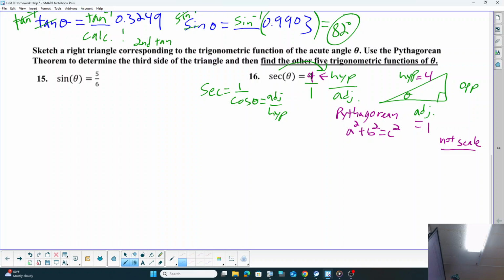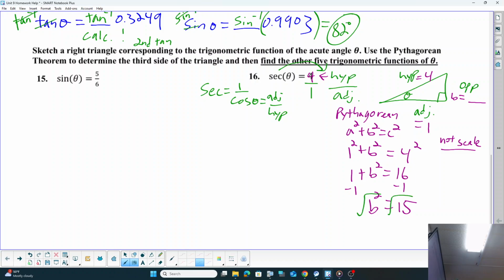And so we're just going to go ahead and say that a is 1, plus b squared, we're still trying to figure that out, equals c squared, which is 4 squared, which we get 16. So 1 squared is just 1. 4 squared is 16. We're going to minus the 1 over to the other side. So we get b squared is equal to 15. We're going to go ahead and square root both sides now. We get b is equal to the square root of 15.